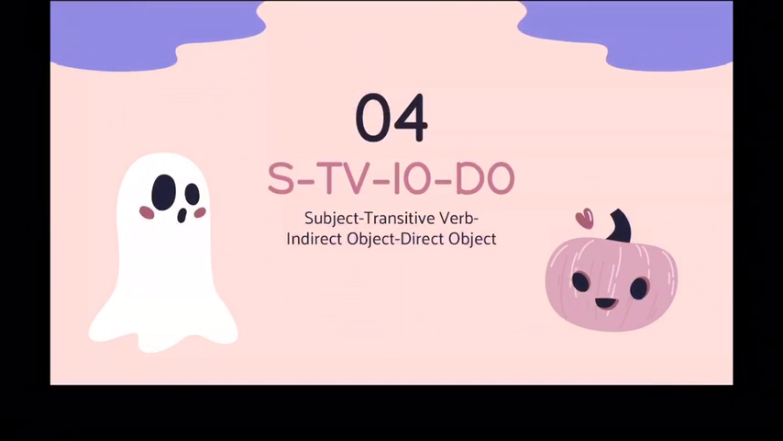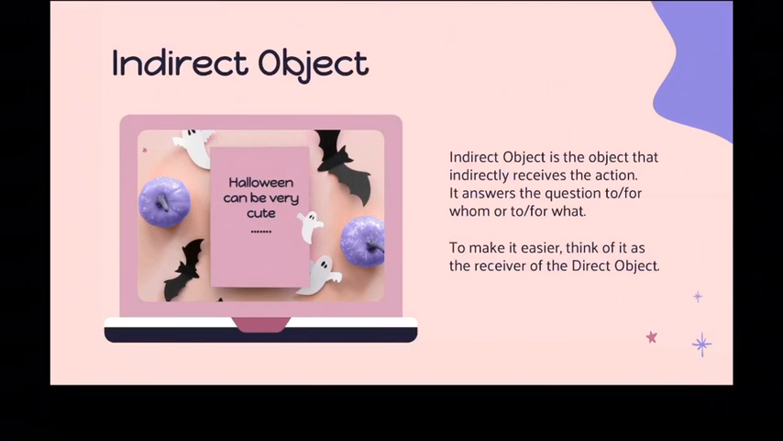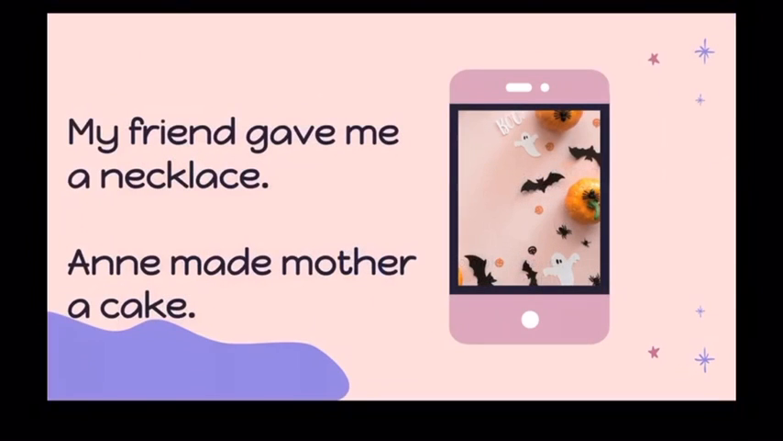Number 4. Subject transitive verb indirect object direct object. This is also known as the STVIODO, wherein the indirect object is the object that indirectly receives the action. To make it easier, think of it as the receiver of the direct object. My friend gave me a necklace.